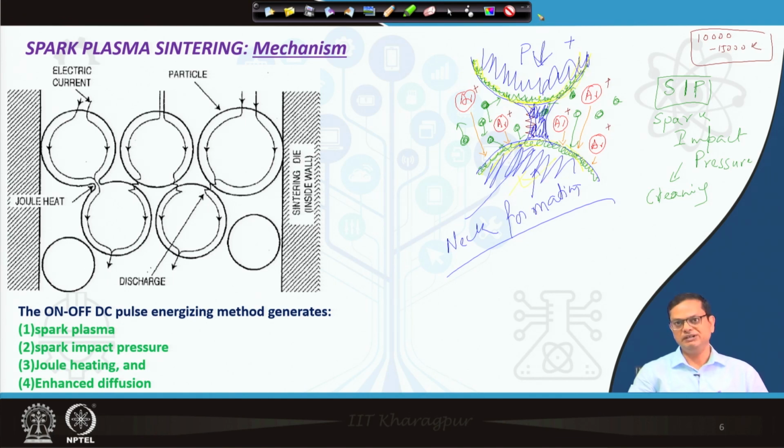At the same time, simultaneously, there is uniaxial pressure application of high amount. All this would lead to extremely good diffusion, extremely good sintering. That is the basic sintering mechanism in spark plasma sintering.